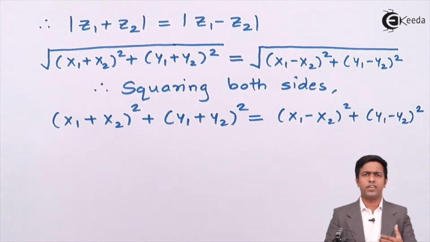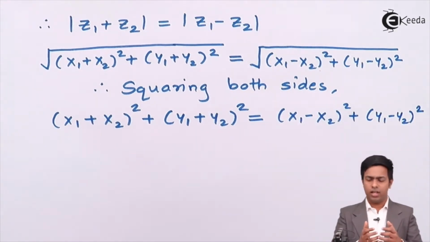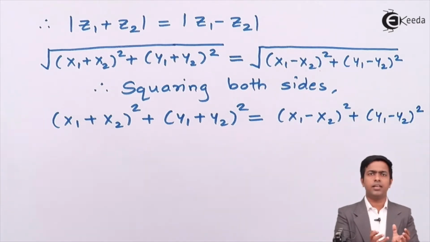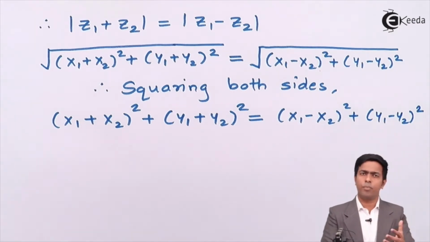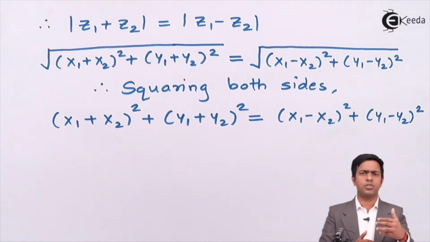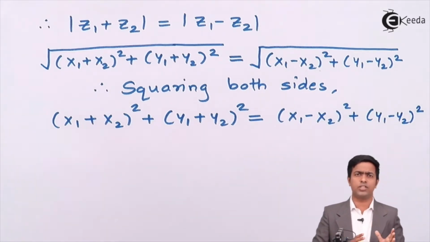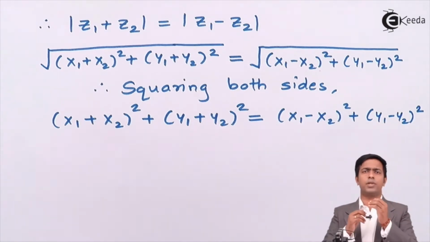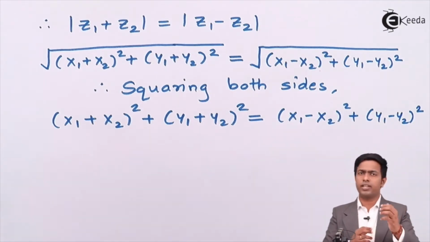Now guys, after this we will expand the bracket squares by using the algebra formulas. So it is a plus b the whole square or a minus b the whole square, and we know these formulas: a square plus 2ab plus b square, and a square minus 2ab plus b square.